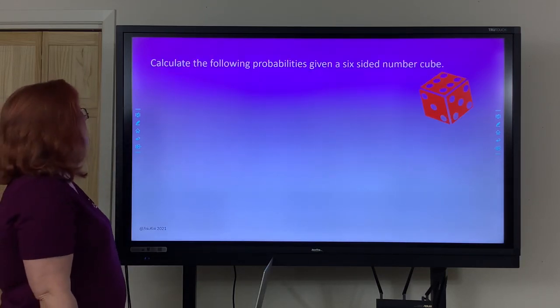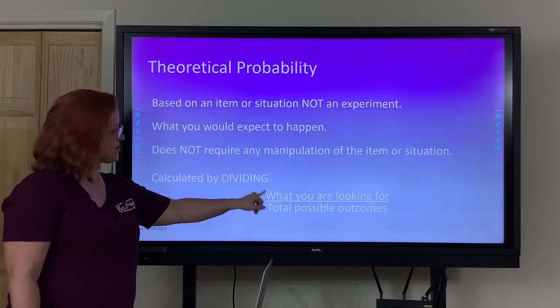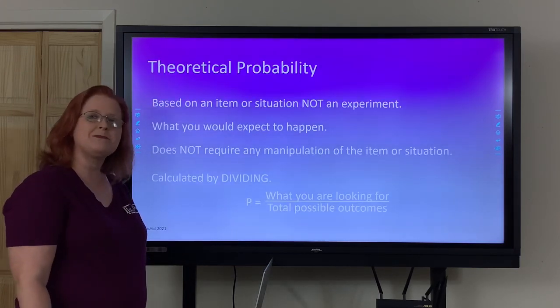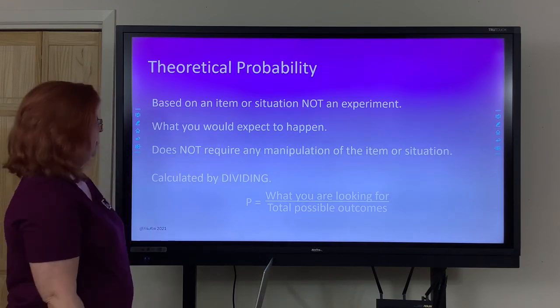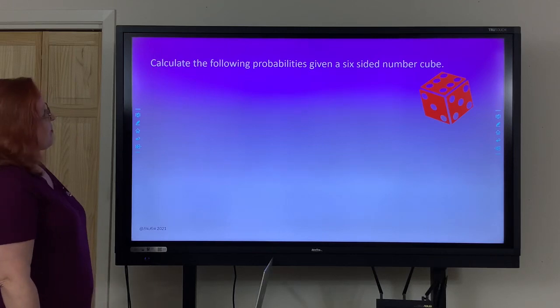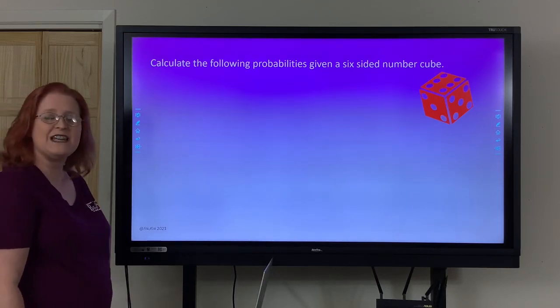Let me go back just a second. This answer here, when you divide, it will always be a decimal, and it'll be between 0 and 1. Okay, so calculate the following probabilities given a six-sided number cube.